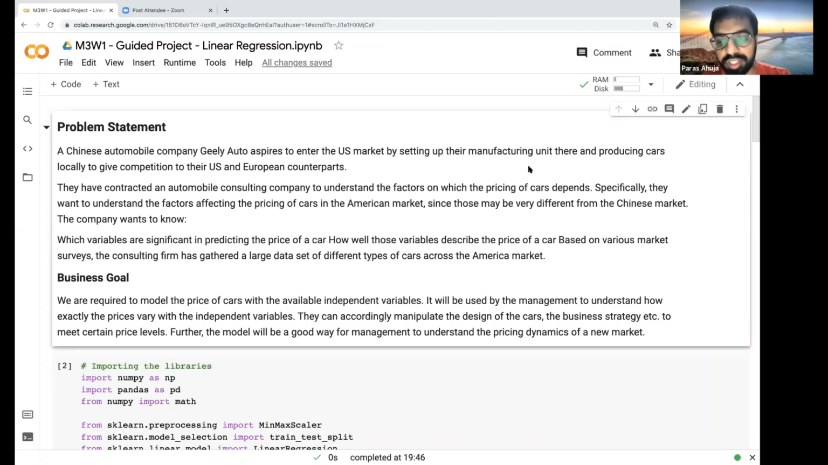A quick question to all of you, which you can answer through the Padlet link. So my question is, now that you understand the problem statement, we have to come up with a model to get the price of the cars with the available independent variables. This will be used by the business people so that they can tune the right variables to come up with the optimum price, and decide further business strategy and price levels, to understand how the pricing dynamics work in that market. Now, on the face of it, what does this problem look like? Is this a regression problem or a classification problem? You can post your answers in this Padlet link.